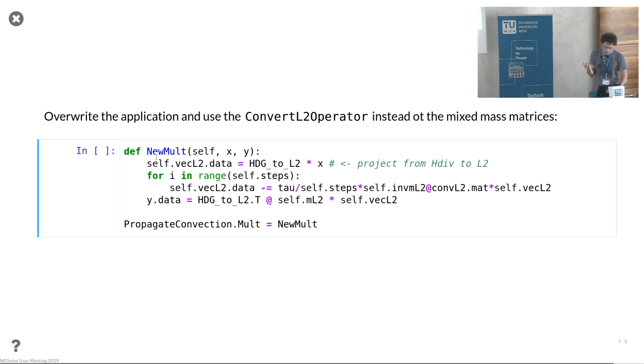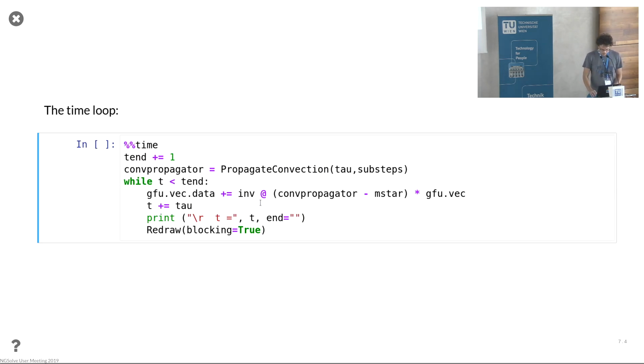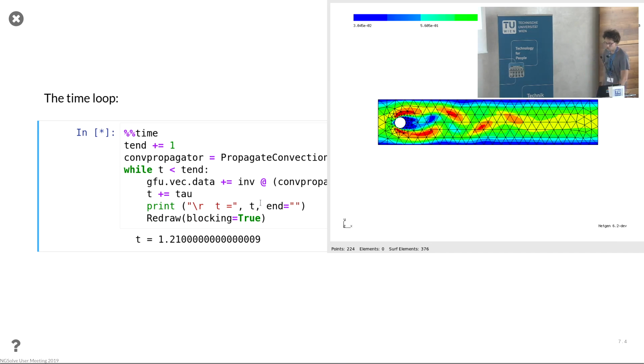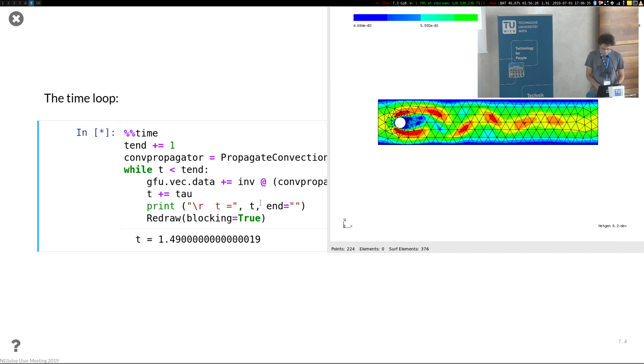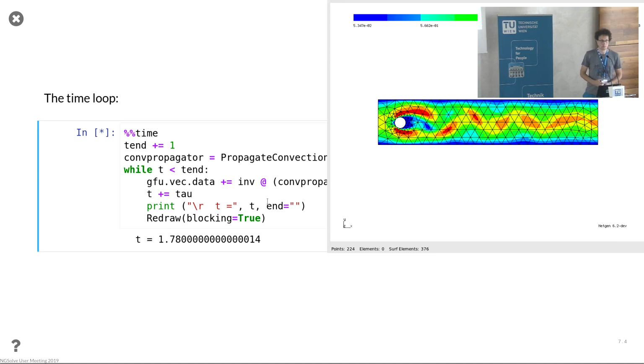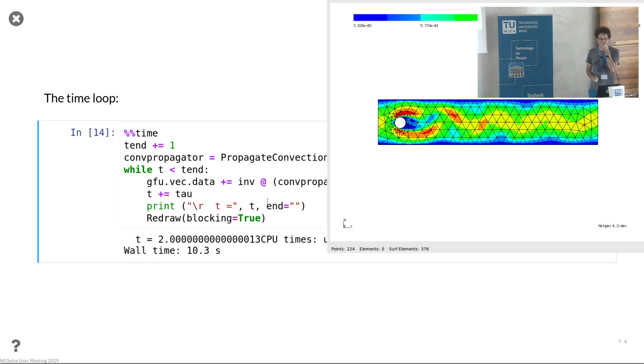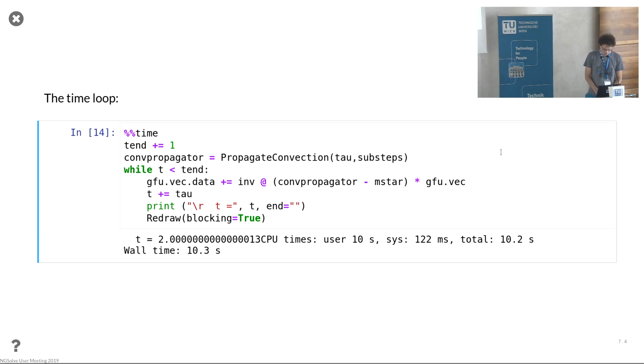And then the corresponding new multiply operation of this propagate operator takes this form, where we essentially just have the HDG to L2, which replaces the mass matrix inverse and the mixed bilinear form applications, and the same also for the result vector here. Okay, and then we can do the same as before, so continue with a few other time steps. All right, questions?